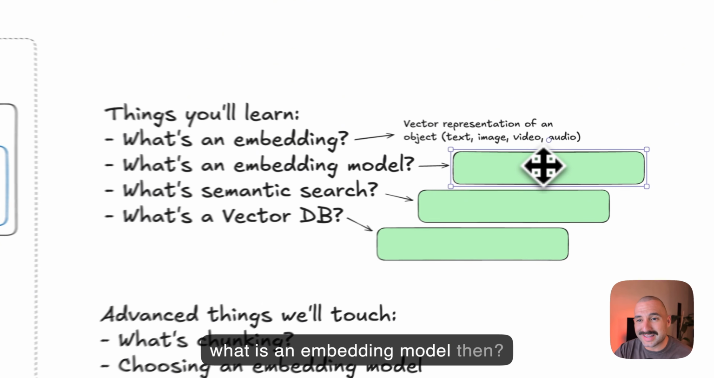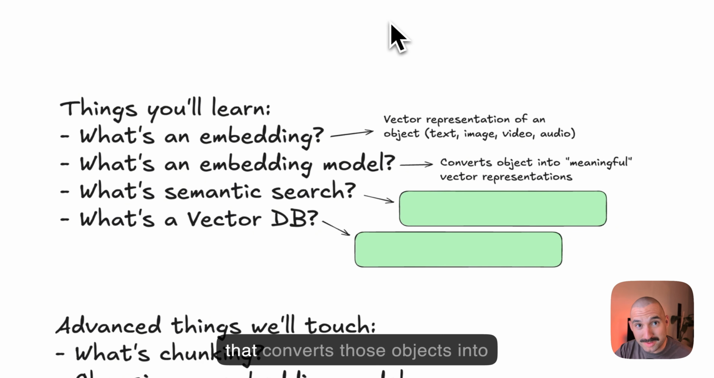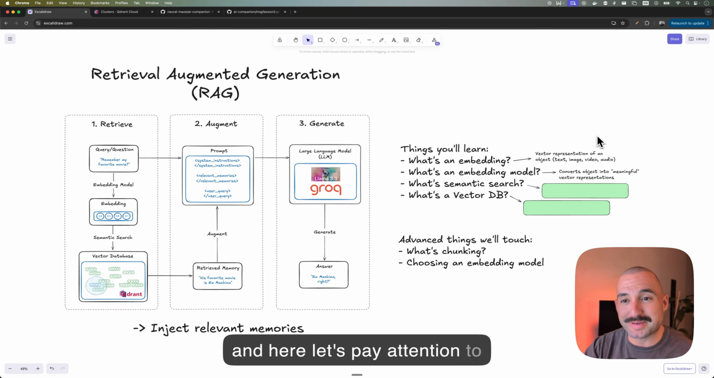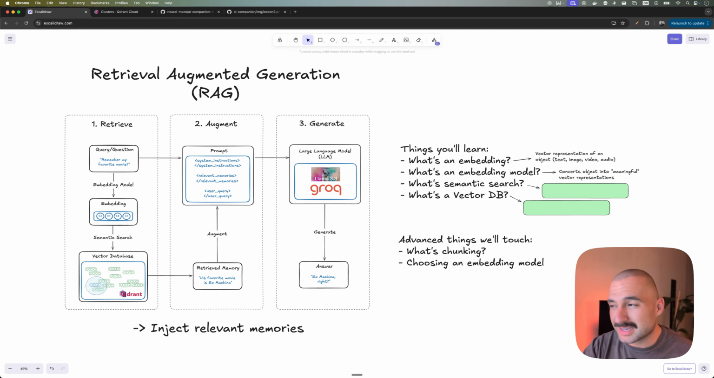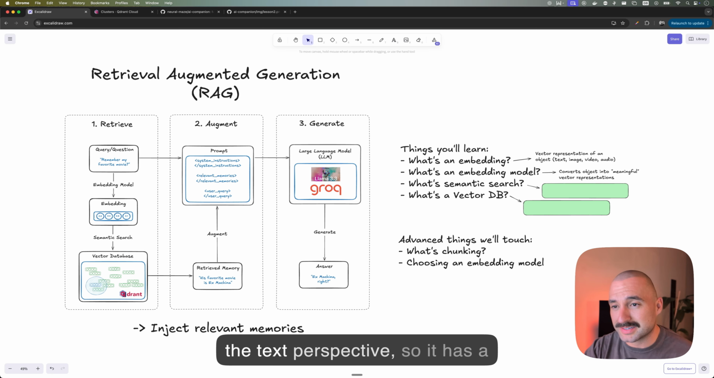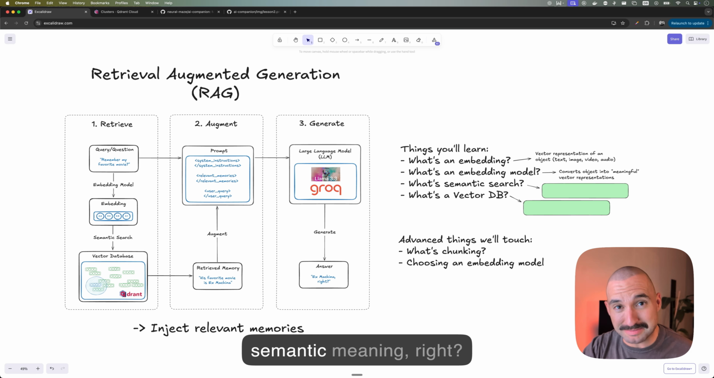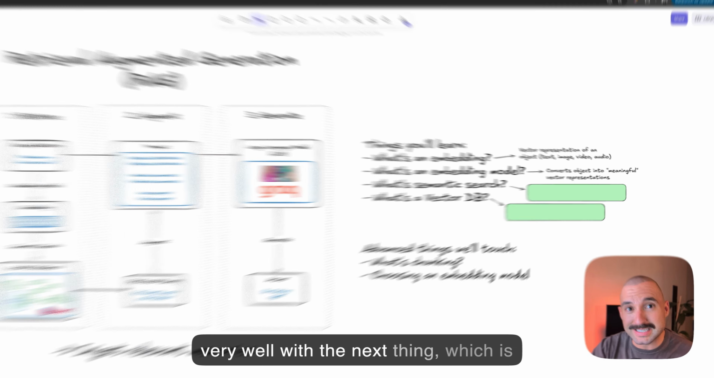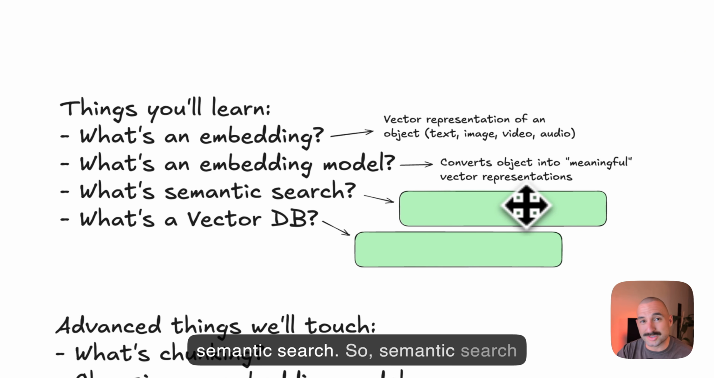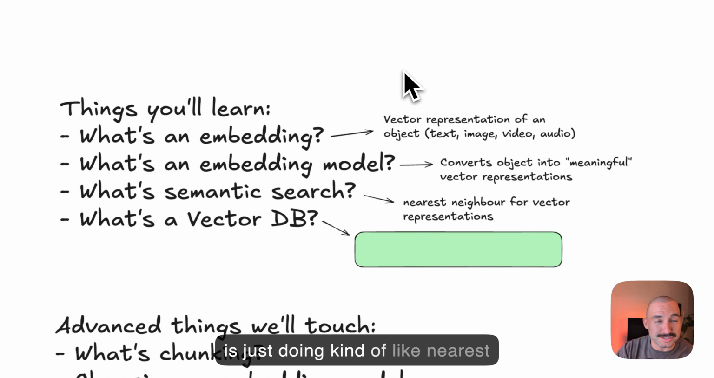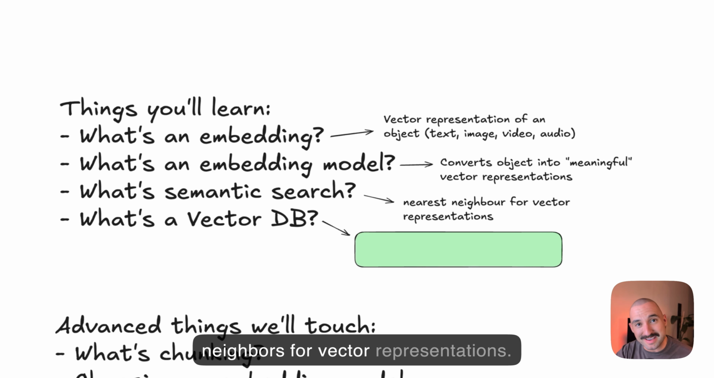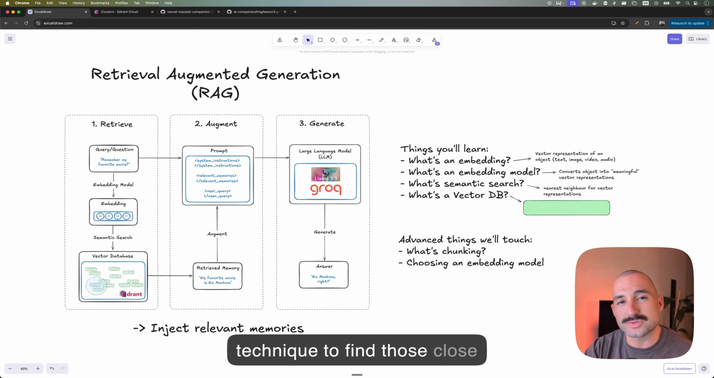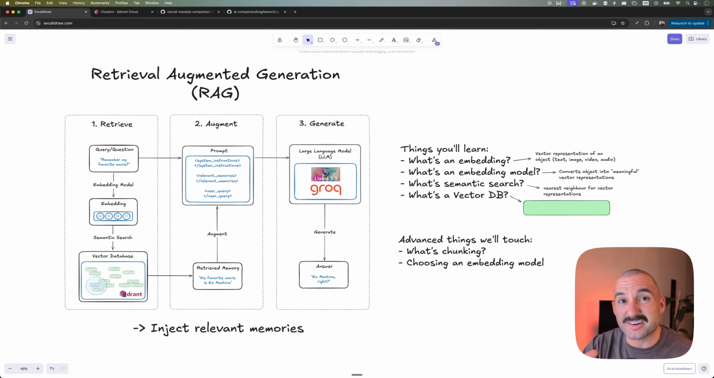So what is an embedding model then? An embedding model is a model that converts those objects into meaningful vector representations. Here let's pay attention to meaningful. Let's understand it from the text perspective: it has a semantic meaning, right? This concept of semantic meaning ties very well with the next thing, which is semantic search. Semantic search is just doing a kind of nearest neighbors for vector representations. And nearest neighbor, if you don't know, is a technique to find close elements in regards to a distance.